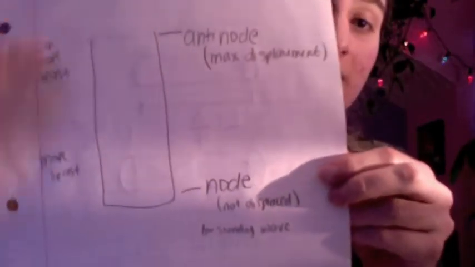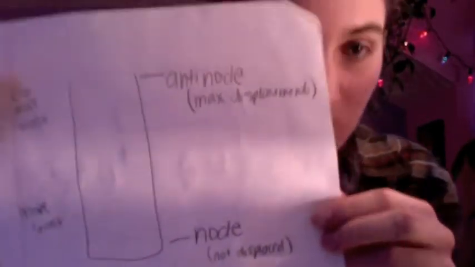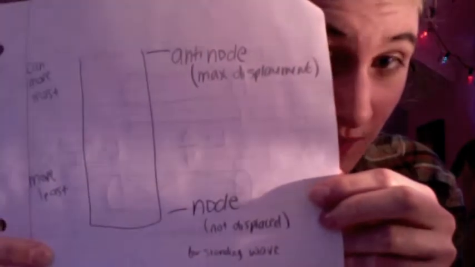So here's the diagram I made, just in case you didn't get it. Antinode, node. The antinode is where it's most displaced and the wave can move, and the node is where it is not displaced at all.